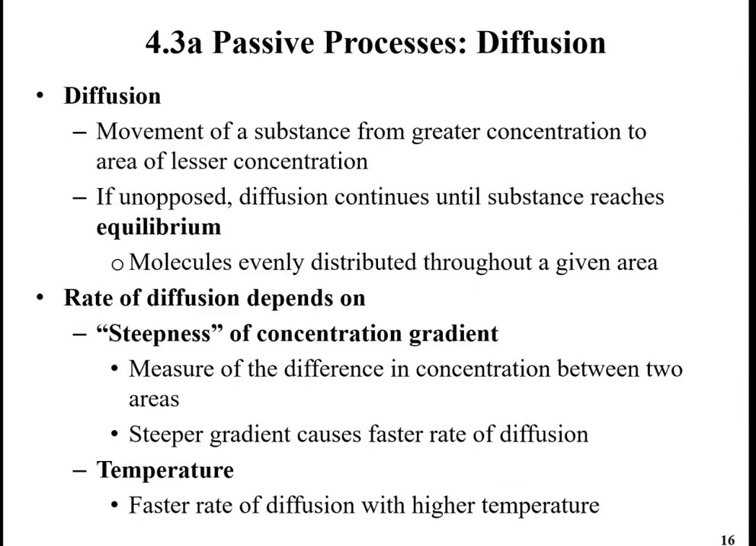So first, let's talk about passive processes and diffusion. Diffusion is the movement of a substance from an area of greater concentration to an area of lesser concentration. And if left unopposed, diffusion continues until the substance reaches equilibrium, where the molecules are evenly distributed throughout a given area. The rate of diffusion depends on two things. One, the steepness of the concentration gradient, that is the difference in concentration between the two areas. A steeper gradient causes a faster rate of diffusion. And number two, temperature. There's a faster rate of diffusion with higher temperature.